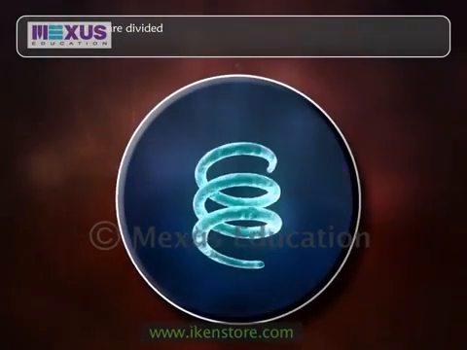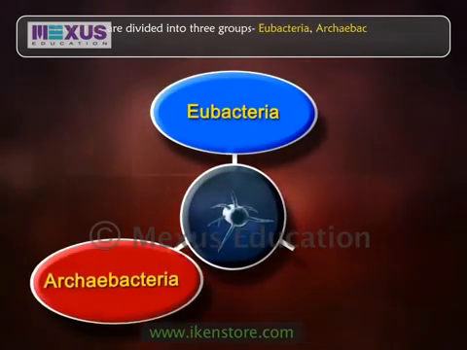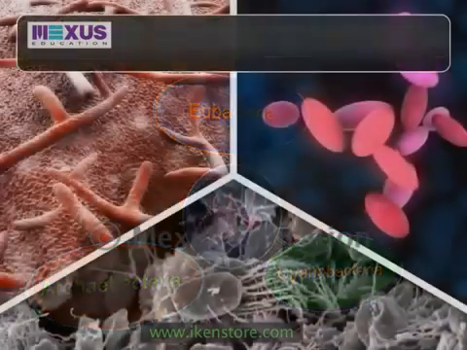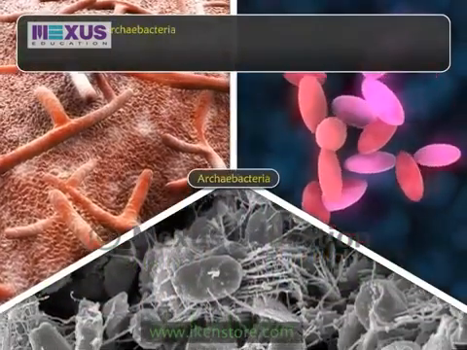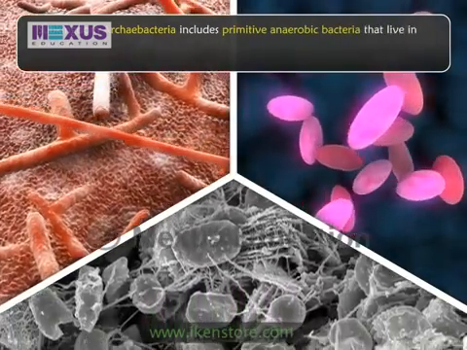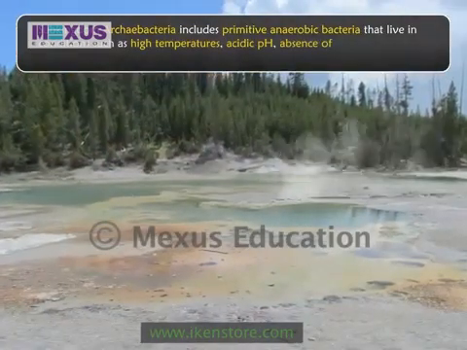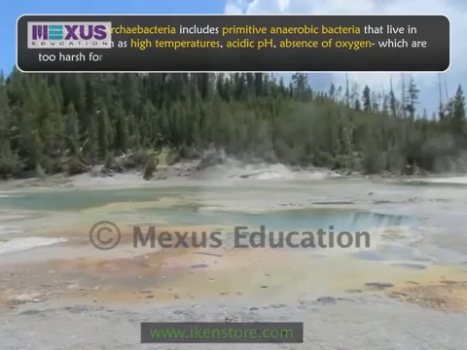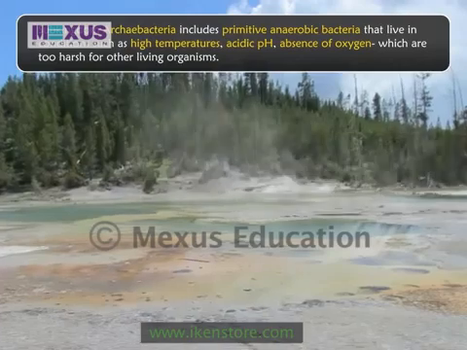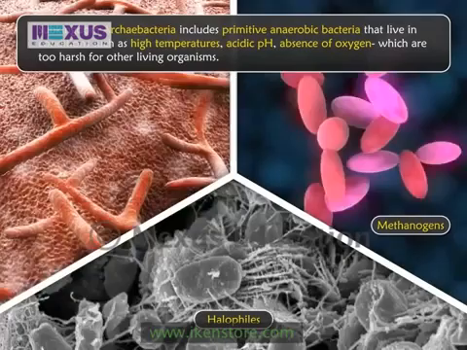Monerans are divided into three major groups: eubacteria, archaebacteria, and cyanobacteria. Subkingdom Archaebacteria includes primitive anaerobic bacteria that live in conditions such as high temperatures, acidic pH, and absence of oxygen, which are too harsh for other living organisms. The subkingdom Archaebacteria includes methanogens, halophiles, and extreme thermophiles.